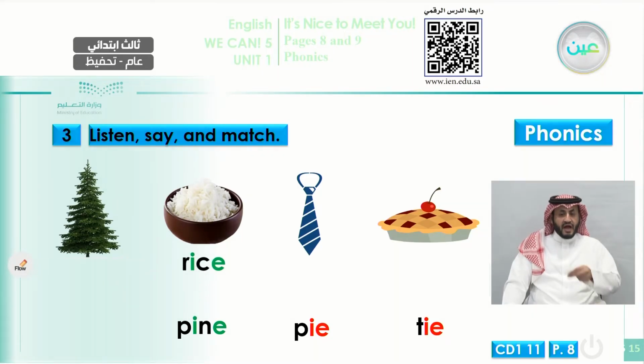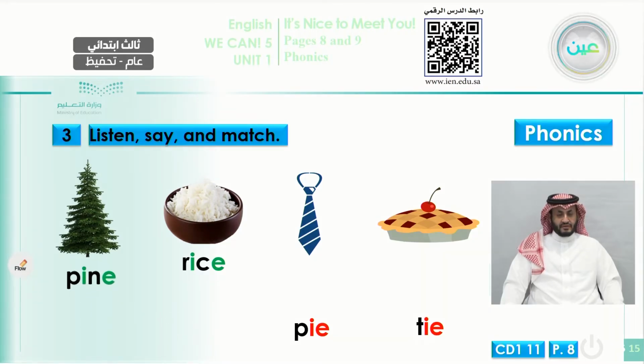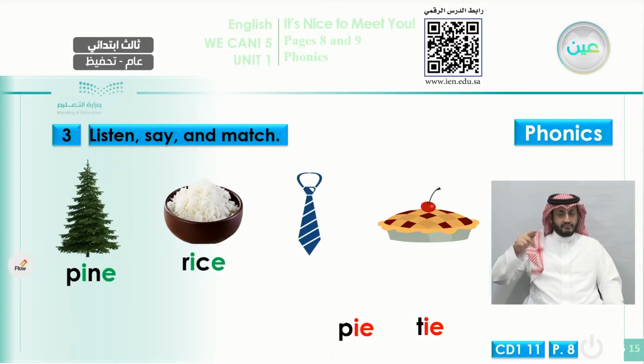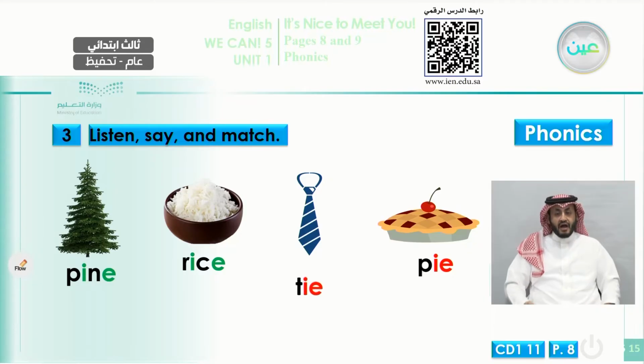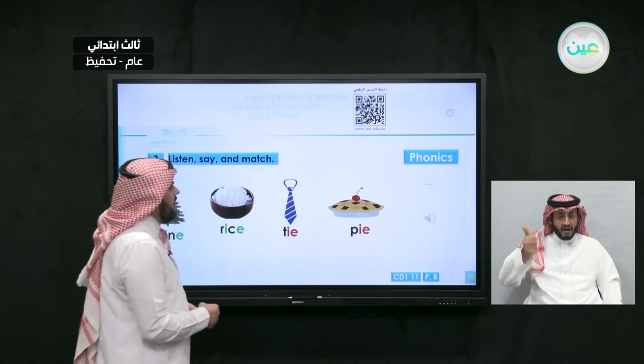Rice. Okay, this is rice. As you can see here, we have a tree called pine. We have rice, we have a tie, and we have a pie. So here we have rice, and here we have pine. What is this? You can tell this is a pie, and this is a tie. Okay, this is a tie. Now we're going to listen to the audio telling us how to pronounce these vowels again.